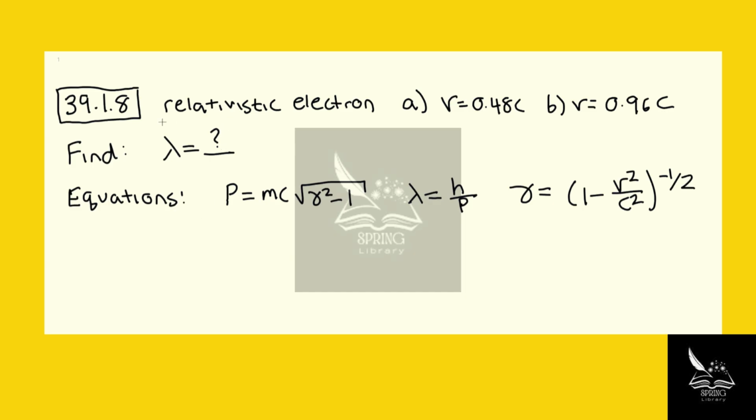Okay. In this problem, we're asked to find the de Broglie wavelength for a relativistic electron with two different velocities, one that's about half the speed of light and one that's close to the speed of light.